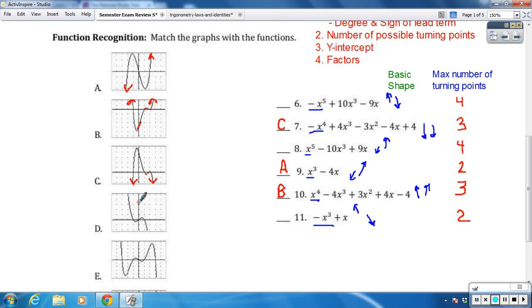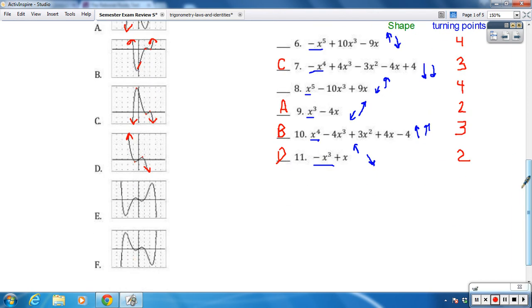Okay, on D, I'm going from top to bottom as I go left to right, so that means it's a decreasing function, that's negative, and I have 2 turning points, that means I'm probably cubic, so that's going to be number 11. And so these bottom 2, I can see they both have 1, 2, 3, 4 turning points.